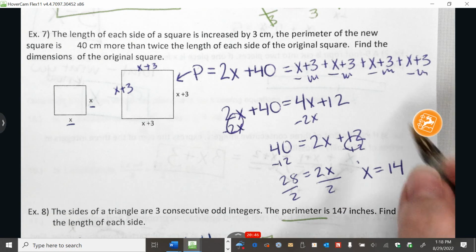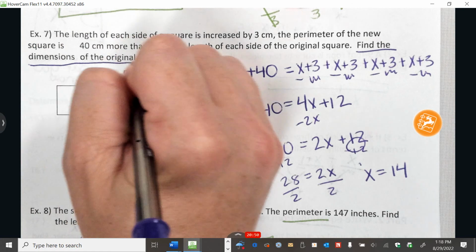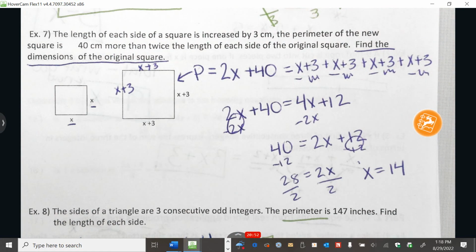Now, what is my question? Or not even question, but what's it asking me to find? Dimensions of the original square. Who knows how you properly write dimensions? Not square, that would be area. No, that would be volume.